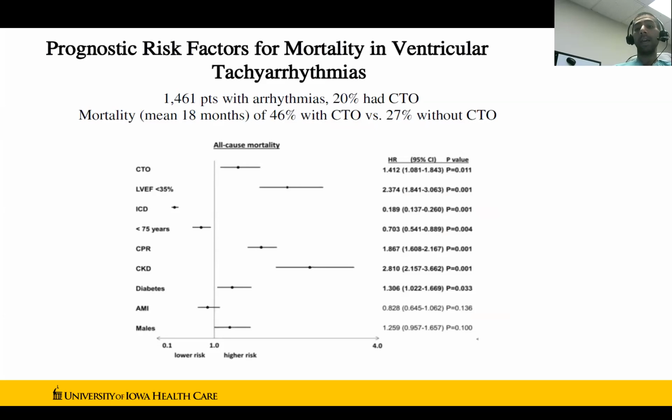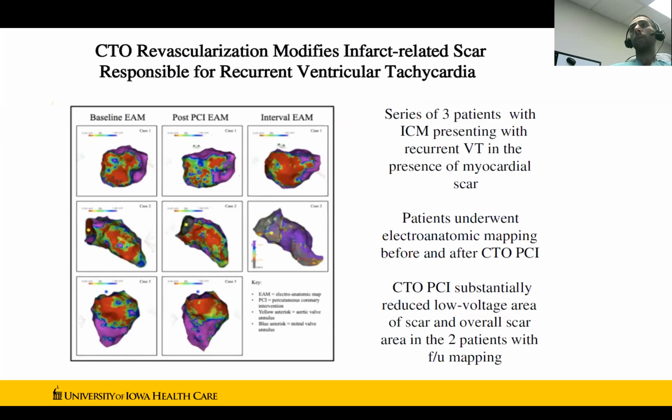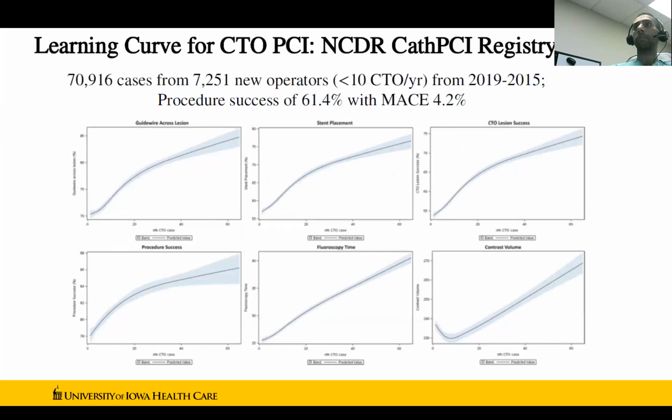Now, why is that the case? There's this small study of only 3 patients, but they actually looked at the fact that once you do a successful CTO PCI, you're able to substantially reduce the low voltage area of scar and overall scar area in patients who undergo successful CTO PCI. And therefore, you could possibly reduce the burden of ventricular arrhythmias in these patients. Again, these are all observational data, as I first touched upon.